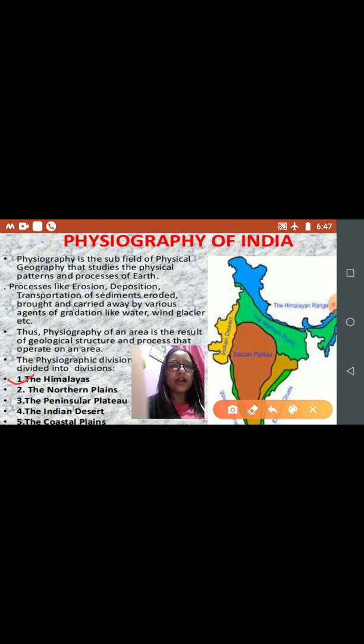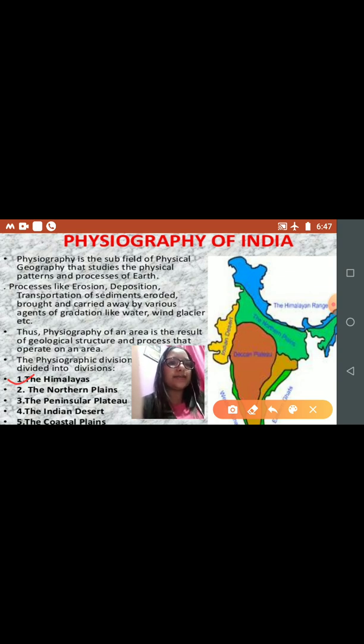You all know that physiography is the subfield of physical geography that studies the physical patterns and processes on the earth. If we look into the physiography of India, then India can be divided into 6 major physical regions. Please look into the map.